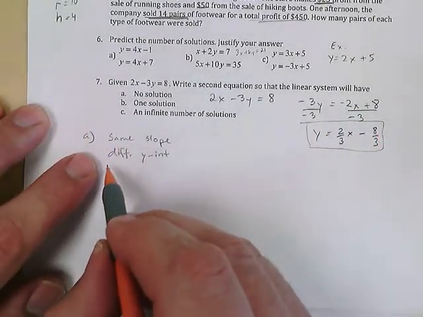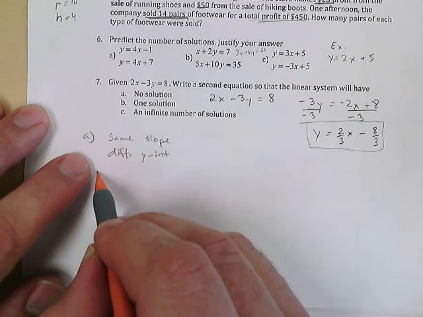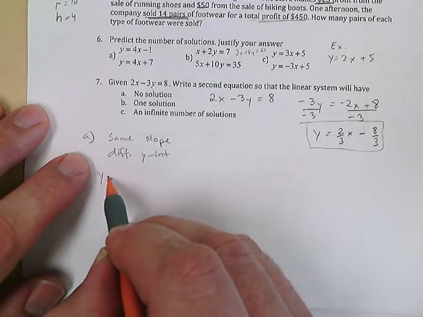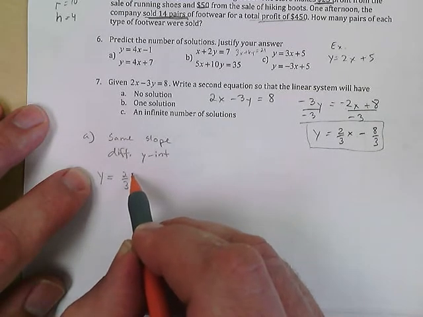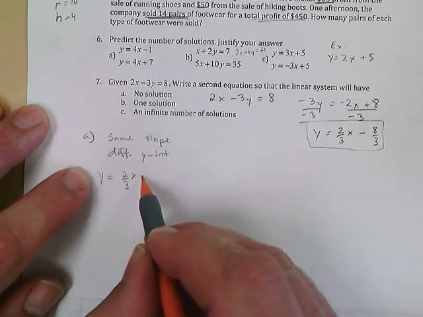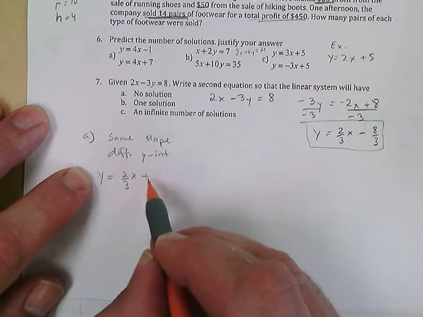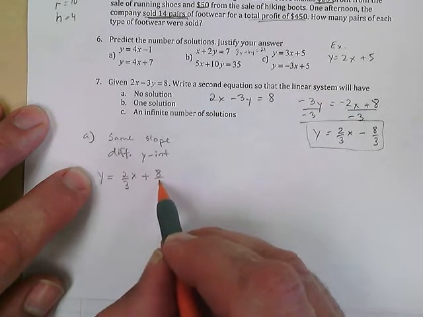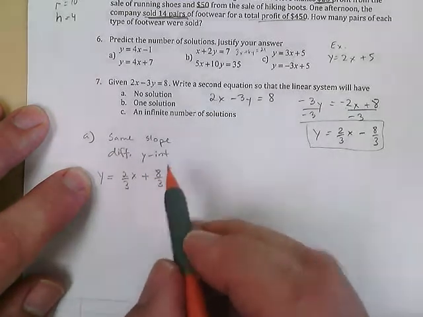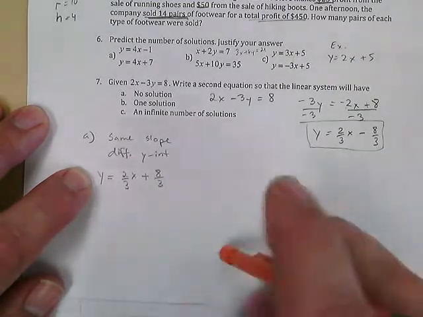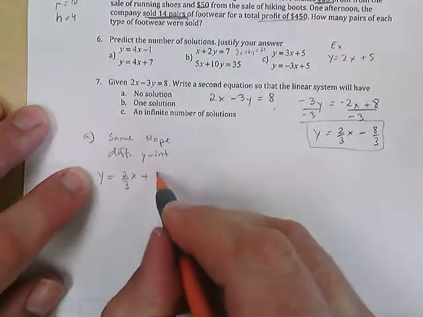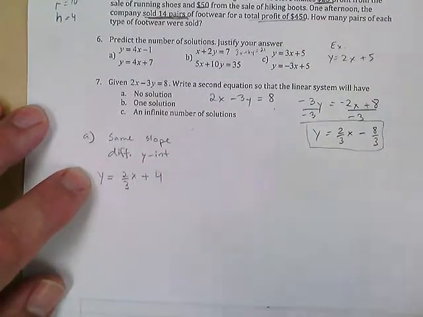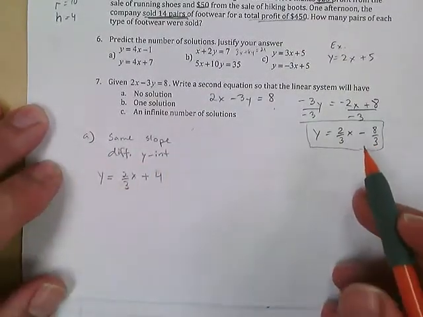So we want the same slope. So we're going to come up with an equation. Okay, same slope, 2/3 x, and just change this. We can go plus 8 over 3, right? Or whatever other y-intercept you want. Maybe just be very clear and say plus 4, done, right? Then it's completely different. You don't have to worry about it.